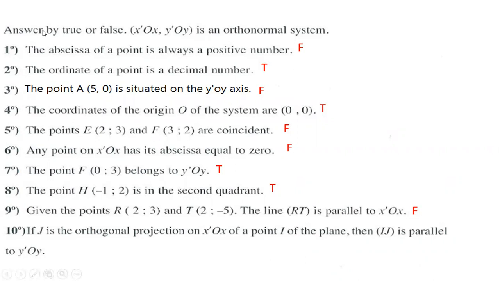Now I want part number 10. Who is saying I? Hassan. Hassan who? Hassan Najradi? Come on, Hassouna, read number 10. If J is the orthogonal projection on x prime x of a point I of the plane, then IJ is parallel to y prime y. Hassan, first tell me, what does orthogonal projection mean? I said yesterday what orthogonal projection means, Hassan. Orthogonal projection means perpendicular.